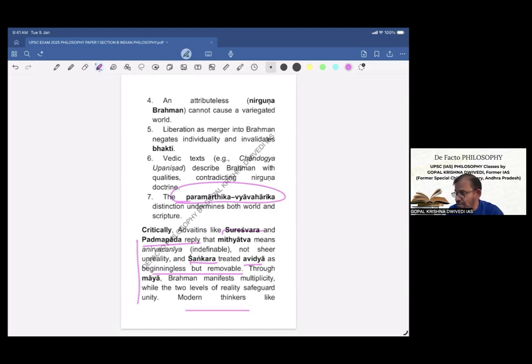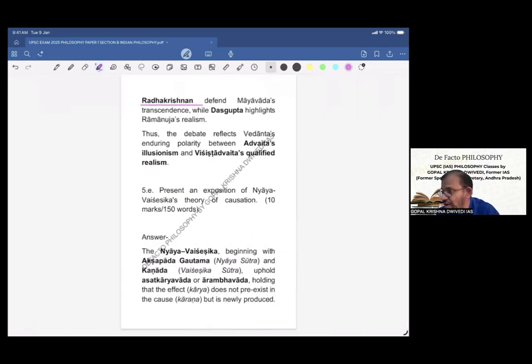Now, modern thinkers like Radhakrishnan defend Mayavad's transcendence, while Das Gupta highlights Ramanuja's realism. So there are supporters of both the views in modern philosophy also. Mentioning this really elevates the answer, so that also we have done. Thus, the debate reflects Vedanta's enduring polarity between Advaita's illusionism and Vishishtadvaita's qualified realism. So this is the answer.